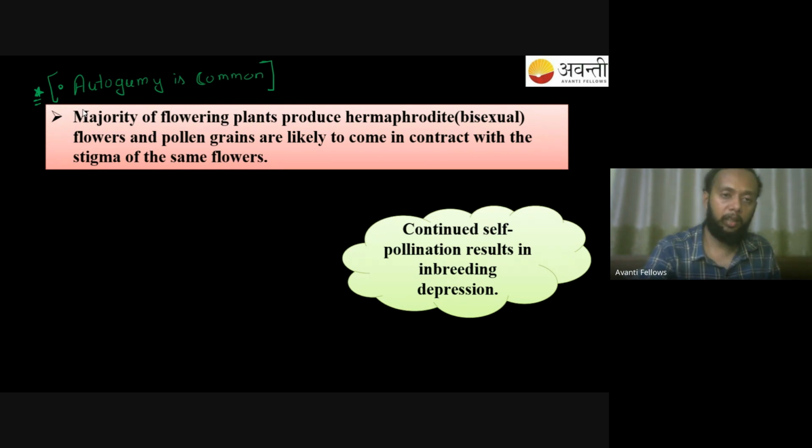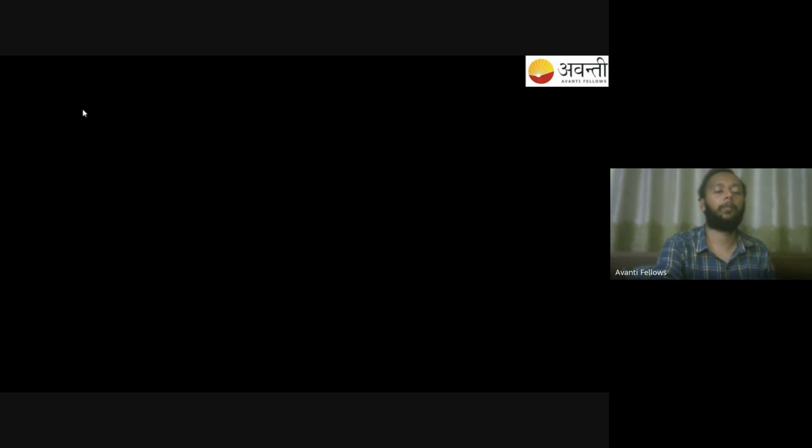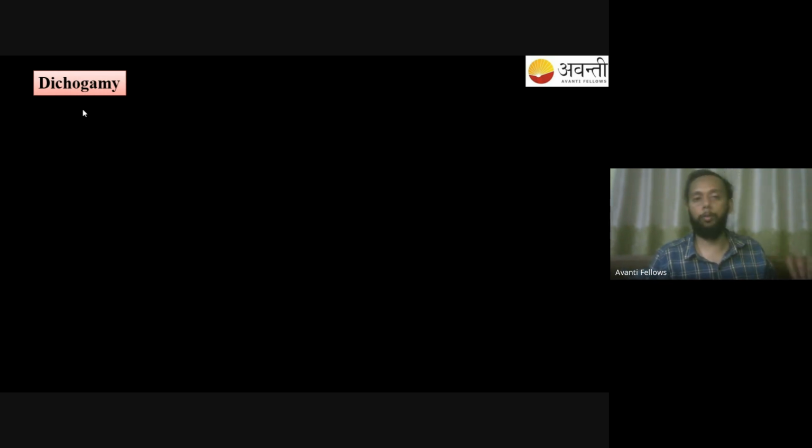Now let's see how autogamy is being avoided. We'll try to understand how plants ensure that autogamy is avoided. So the first term is dichogamy. अब जो मैं बता रहा हूँ उसे ध्यान से सुनो, और अगर समझना है तो पूछ लो. If you don't understand anything, then please interrupt and ask.